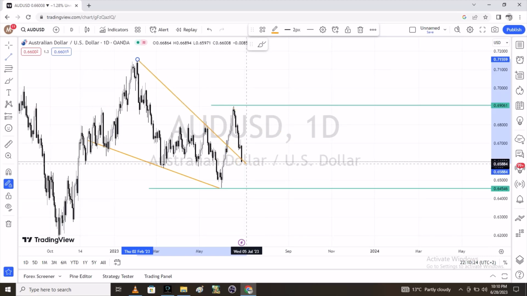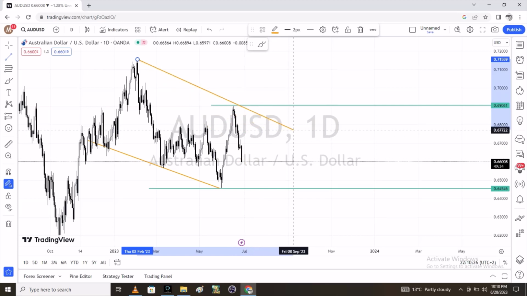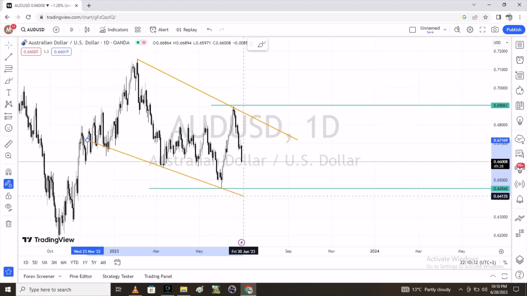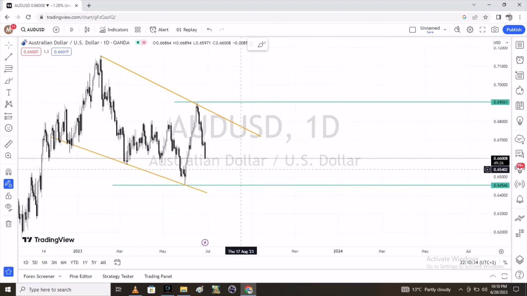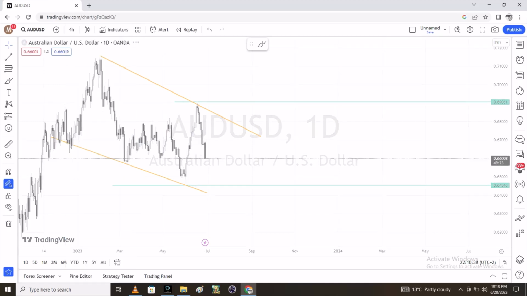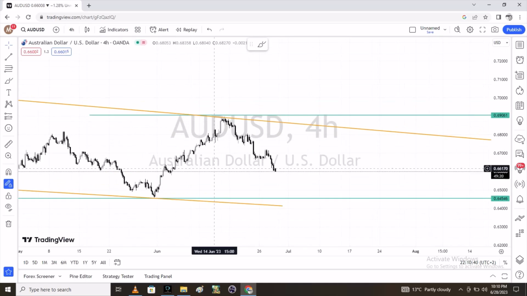You need to be able to play with your trend lines and don't force a trend line. Just make sure it fits wherever you put it. As we can see, we have 3 touches on our bottom trend and 2 touches on our top trend line. So we go down to the 4-hour.